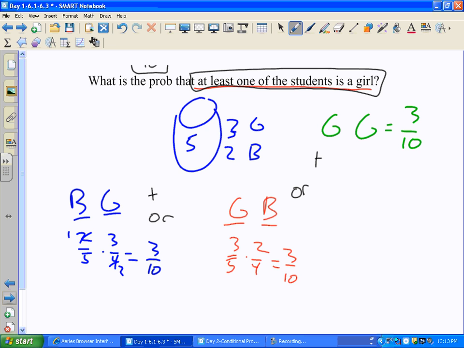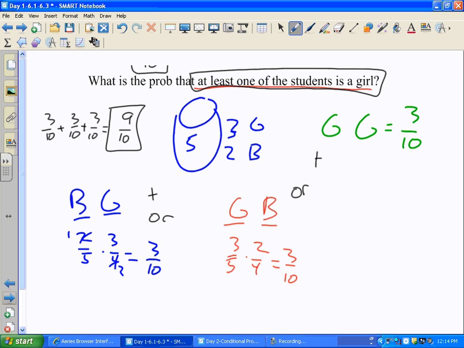So boy, girl happens 3/10 of the time. Girl, boy happens 3/10 of the time. Girl, girl happens 3/10 of the time. For a total of 9/10. Or, theoretically, 9 times out of 10, I will get at least one girl when I reach into that bucket and pull out people. Does that make sense?